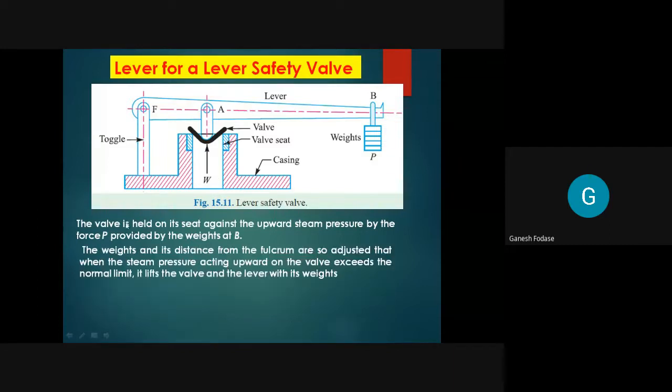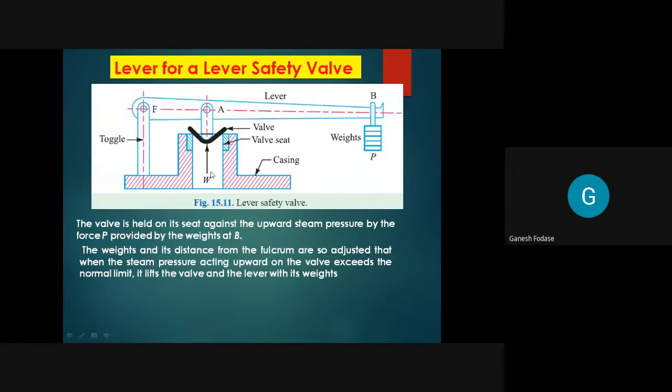Now we can see the valve is held on a seat against the upward steam by the force P provided by the weight at B. Can anyone tell me the meaning of this line? The valve is held on its seat against upward steam. It means this valve is kept here, keeping this opening closed.